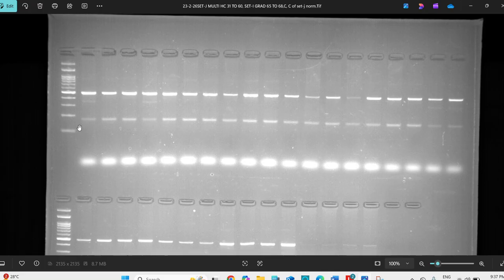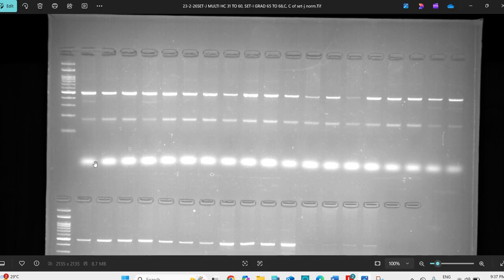And here you can see a band between, this is 100 base pair, 200. So between 100 and 200 there is one band, and one band is here you can see. So this is a heterozygous condition. Same way here it is homozygous, heterozygous, right?